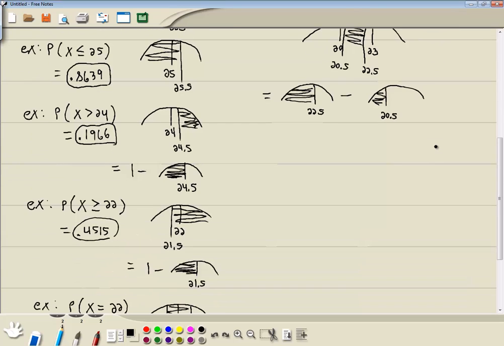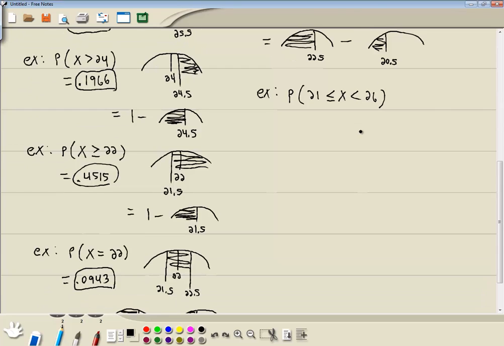Okay. One last one of those. Say we got the probability that 21 is less than or equal to x is less than 26. Okay, so if I drew the picture, here's 21 and here's 26. Now I want it to include 21, so I'm going to subtract 0.5 there. On the 26, it does not include 26, so I'll subtract. So this will be 25.5.